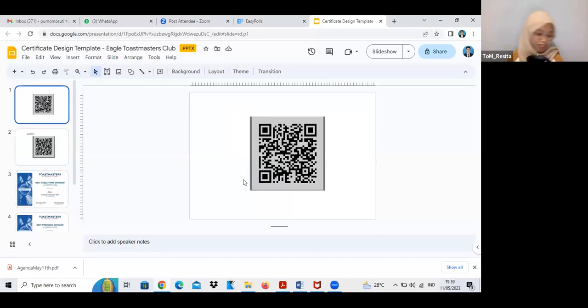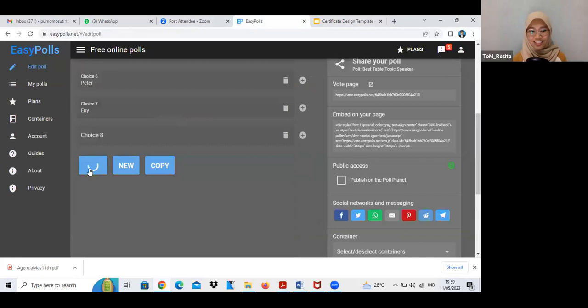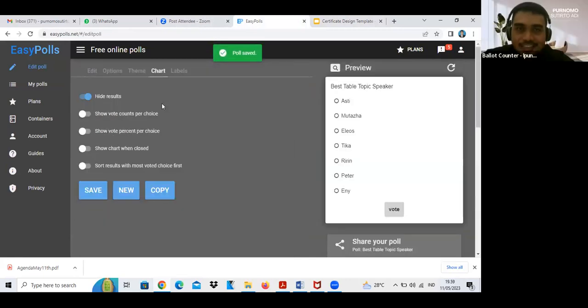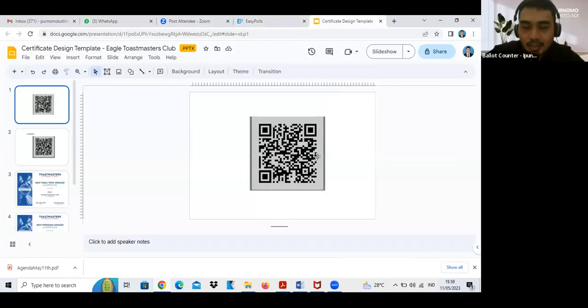Okay, everyone, please pick up your handphone and prepare your QR code scanner and vote for your most favorite table topic speaker from our session before. Sorry, Toastmaster Ipung, I believe that the options are not correct yet because we just have 3 options. I believe you have to save that first. Okay, thank you. For the correction, can we see the report? Okay, everyone, can you scan the QR code again?